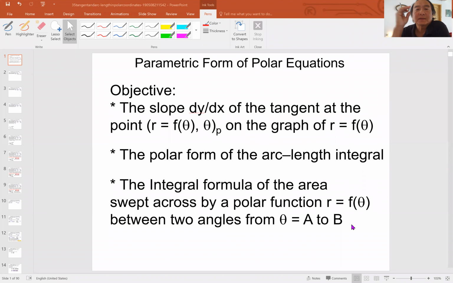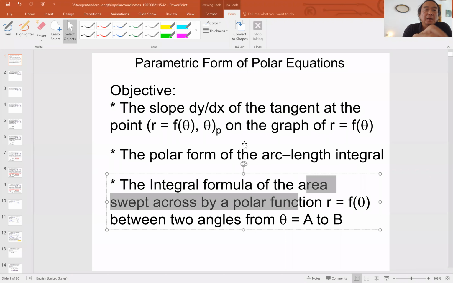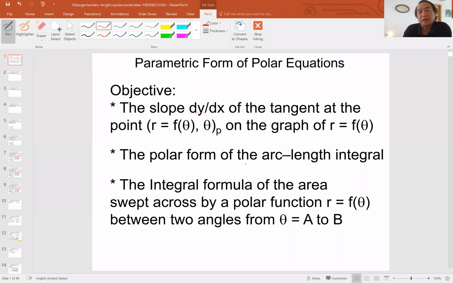Hello, everybody. This is Professor Ma, and this is a summary on the calculus, basic calculus in polar coordinates. We're going to talk about how to find the slope of a tangent line to a polar curve, and we talked about how to find the area enclosed, and now we're going to the arc length formulas in polar form. Let's start.